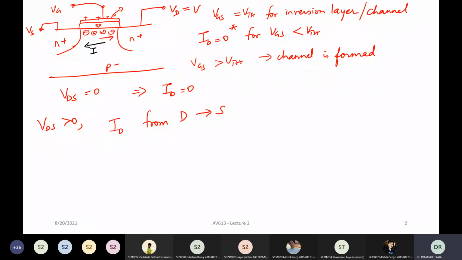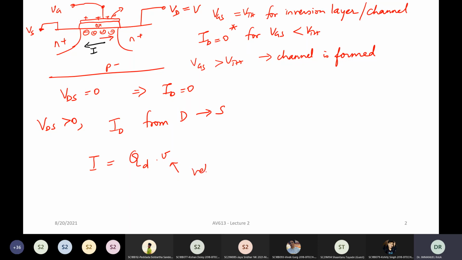And which is why it is called the source and the drain. And the current direction is from drain to source. All right. Now, how much is the current that is flowing? In order to know how much current is flowing, let's say the current can be given as the charge density times the velocity of electrons.